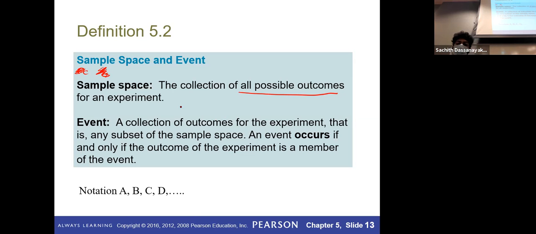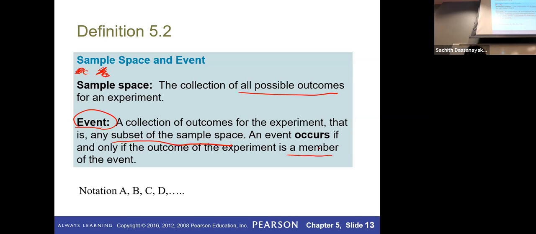So it is all the possible outcomes in your experiment. Okay, event: a collection of outcomes of the experiment, based on your goal. Which subset you need to extract, we call it an event. So an event occurs, or triggers, if and only if the outcome of the experiment is a member of the event.